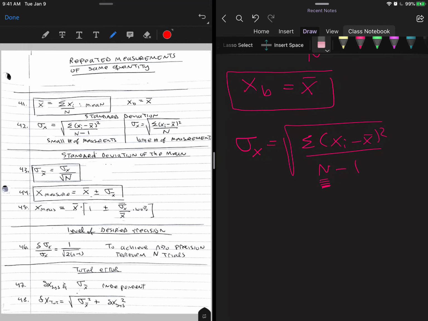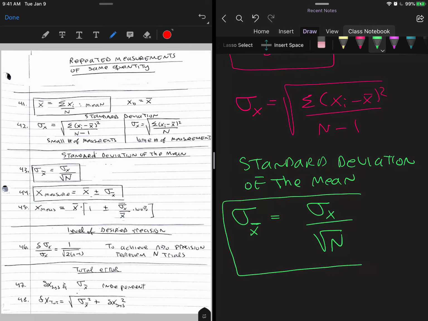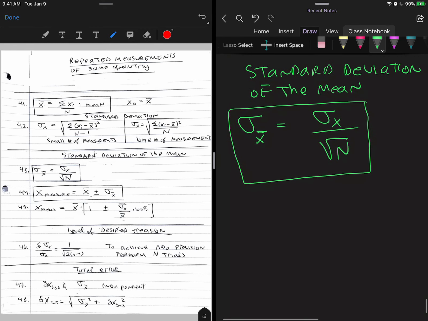But this is not the error. We're going to define our error to be this. We're going to call this the standard deviation of the mean. The formula for this, the error, is going to be the standard deviation divided by the square root of the number of measurements. So this is going to be the error. This is going to define the error for when you take into account random fluctuations.